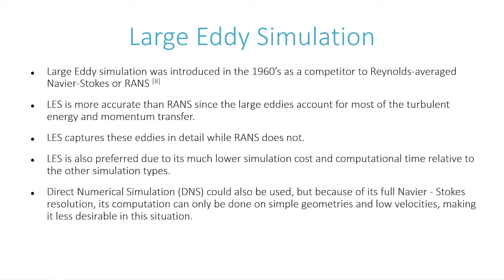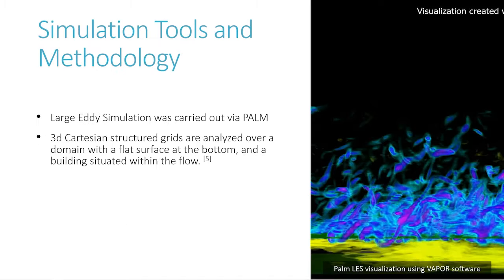So why did we use large eddy simulation? It's more accurate than the Reynolds-averaged Navier-Stokes, or RANS, since the large eddies account for most of the turbulent energy and momentum transfer. LES captures these eddies in detail and fully resolves them, while RANS simply models them. Direct numerical simulation could also be used, but its computation time is much heavier, and it can only be done on simple geometries and low velocities.